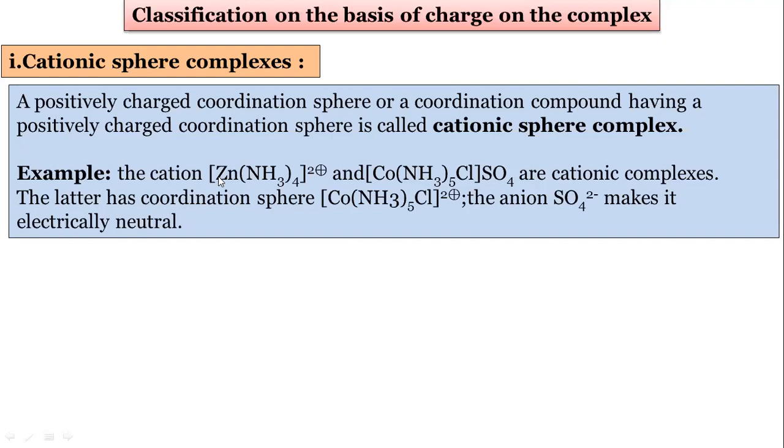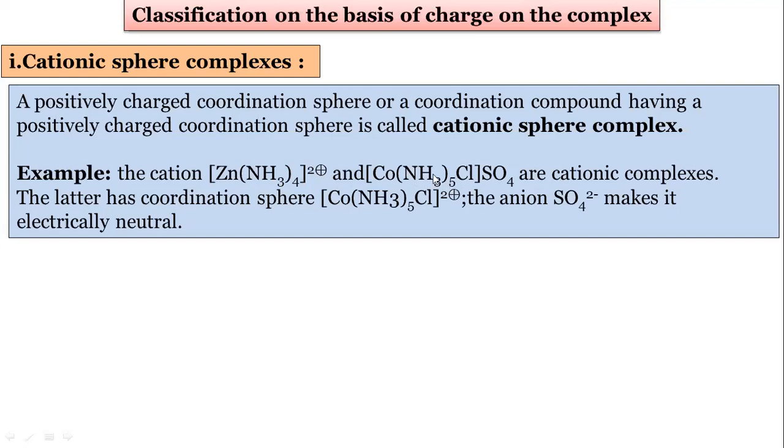See, this example is given. This is a coordination ion. The charge on the complex is 2+. That's why it is a cationic complex. [Zn(NH3)4]2+. Sometimes they will give such type of example.